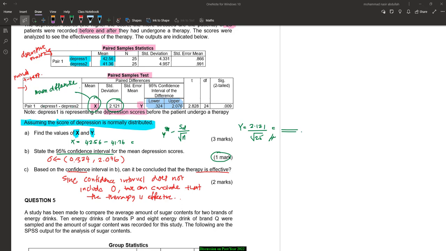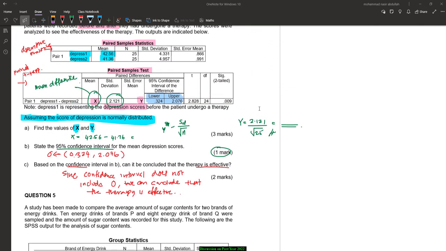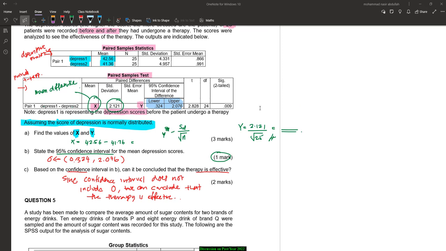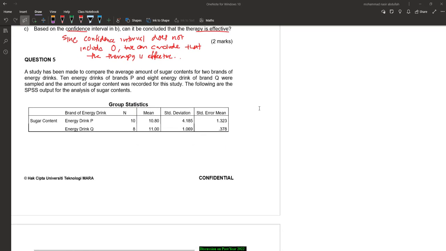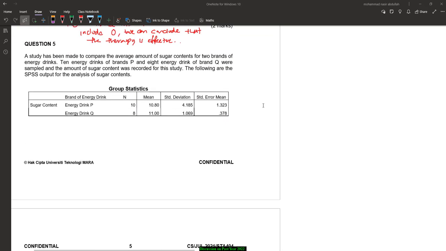Alright. So question number 5. Sudah ha? Okay, ada soalan tak ke? Tak ada soalan. Right, now look at example question number 5.